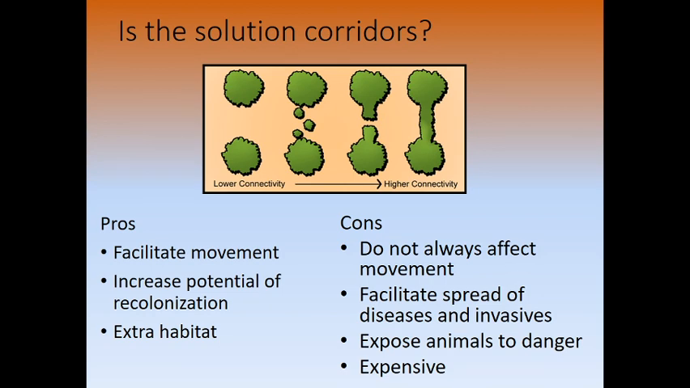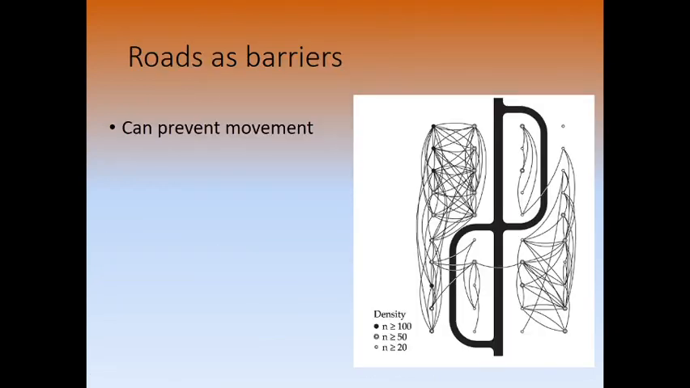Oh, it's also very expensive to do this, right? How do you replant a whole entire forest and connect a bunch of different patches can be relatively difficult. I do want to spend some time thinking about roads, though, as a specific type of matrix, because roads, we as humans don't think of them as insurmountable barriers, right? It's very easy, you just have a road, just walk across it, no problem.